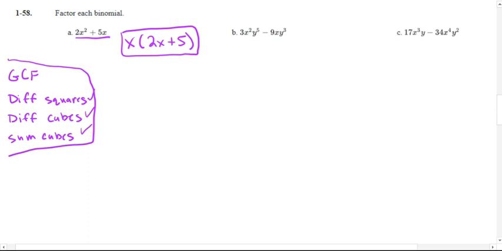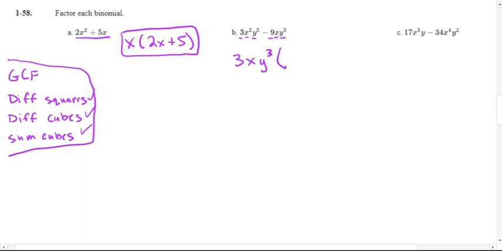Next one gets a little bit trickier because I'm going to pull out a 3 first because I see that there's a 3 in both of those. Then I'm looking at the x's, and the greatest common factor there is going to be x. I look at the y's, and the greatest common factor there is going to be y cubed. Now let's see what is left over.